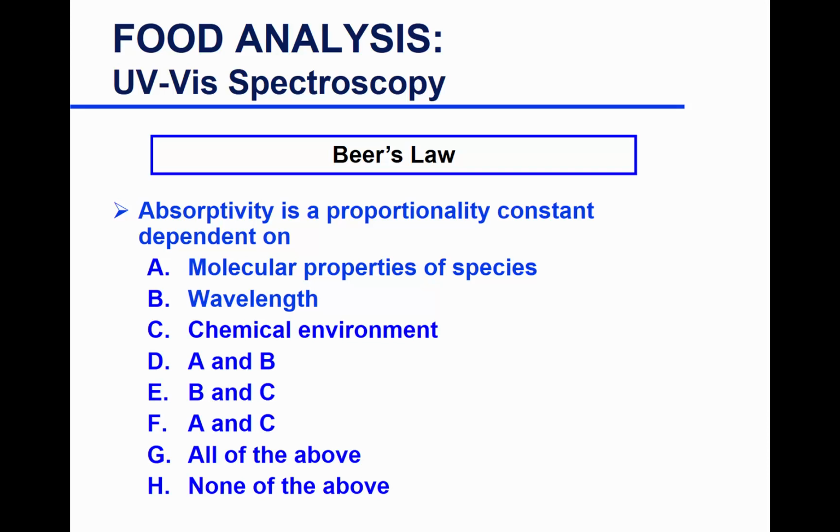Chemical environment: is it acidic? Is it basic? Is it high in ionic strength? It will impact the ionization state of your compound, and thus it will absorb differently at different wavelengths. Therefore, it will have different absorptivity.